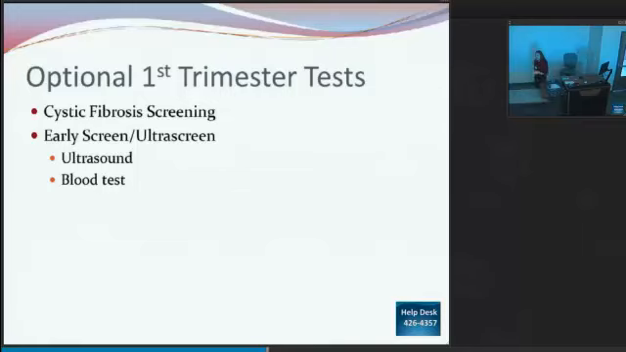So these used to be tests we only offered to women over the age of 35 because we know that after the age of 35, the risk of those things increases. The American College of Obstetrics and Gynecology, which is what the OB doctors go by, has come back and said we need to offer it to all women. So all women are at risk of this. We offer it to every single woman that walks in the door. So these are just some different screenings that can be offered and can be given, but are not required.